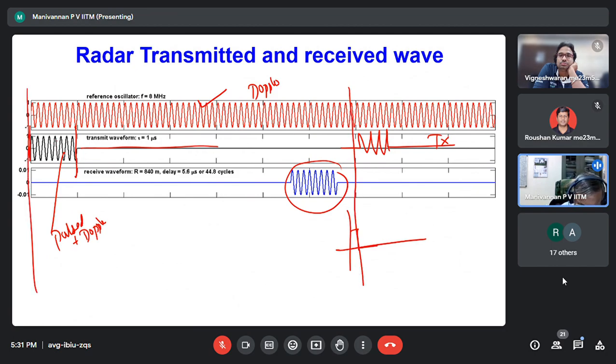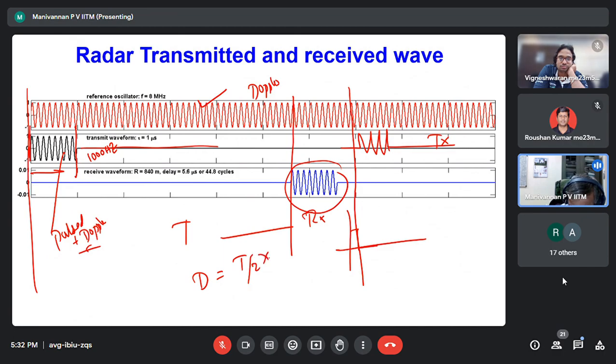Please see that I am transmitting a sinusoidal waveform of, for example, 1000 hertz for 1 microsecond. Now, this went and hit and came back. This is the reflector. This is the received signal. Again, it will be sinusoidal with the same frequency. Now, I know the capital T. So, I can find distance D equal to T divided by 2 multiplied by C.